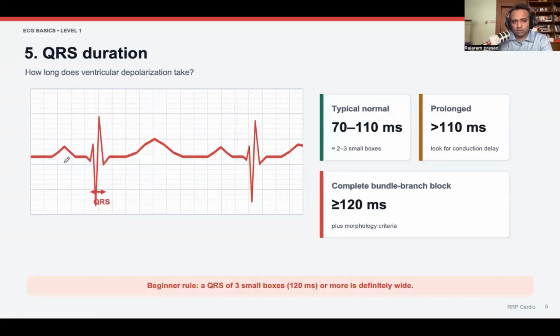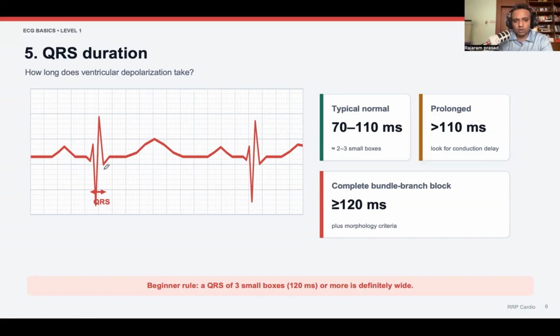Next, go for the QRS duration. How long does ventricular depolarization take? So this is more important. Typically normal is between 70 to 110 millisecond. That is 2 to 3 small boxes. Prolonged means you are looking at a conduction defect.